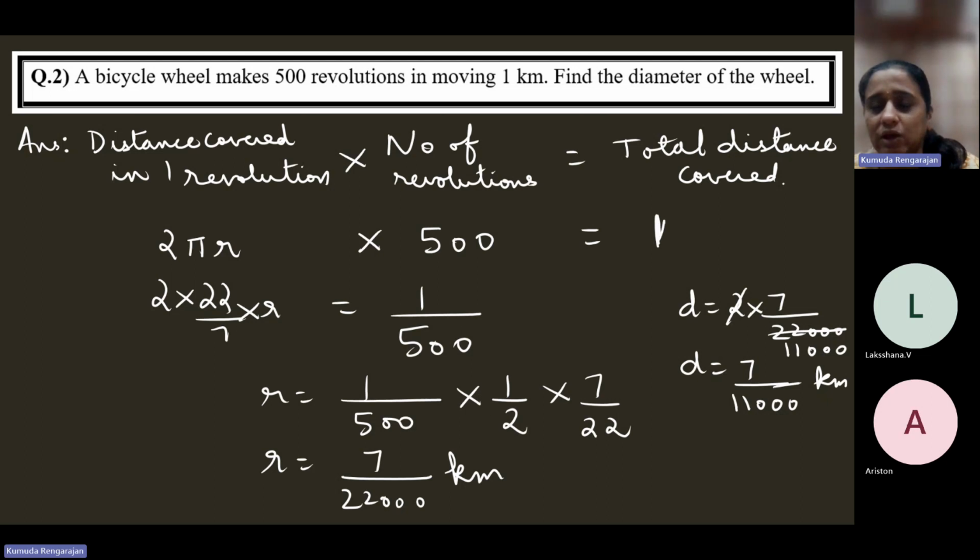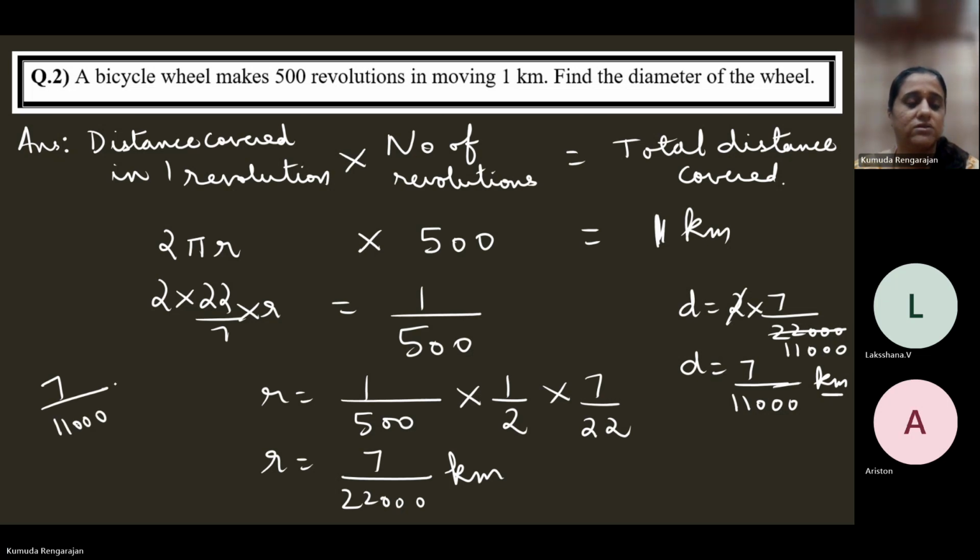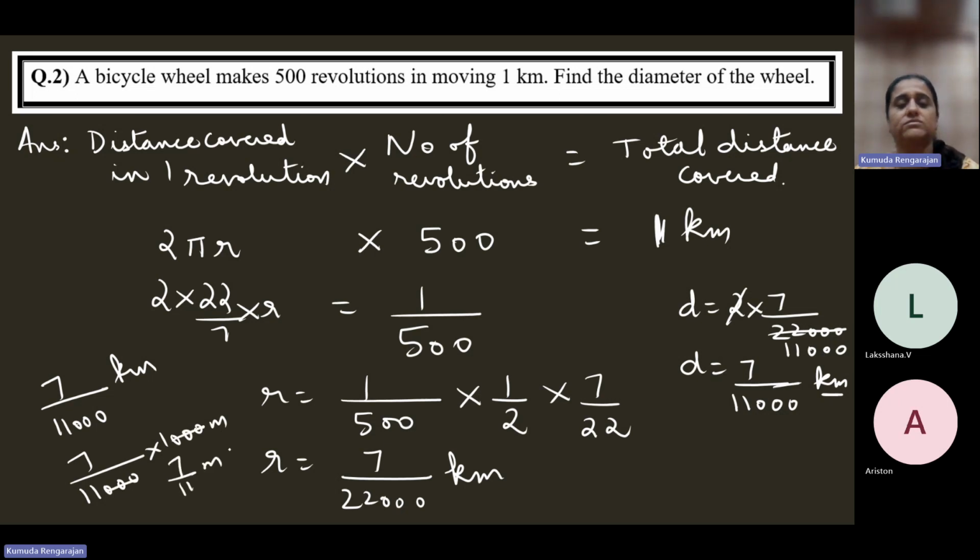You can take 1 kilometer here. The final answer you get will be in kilometer. You can change this to meter. So you can change 7 by ... so many kilometers to meter. 7 by ... into 1,000 meters. So 3 zeros and 3 zeros cancels. So 7 by 11 meters.